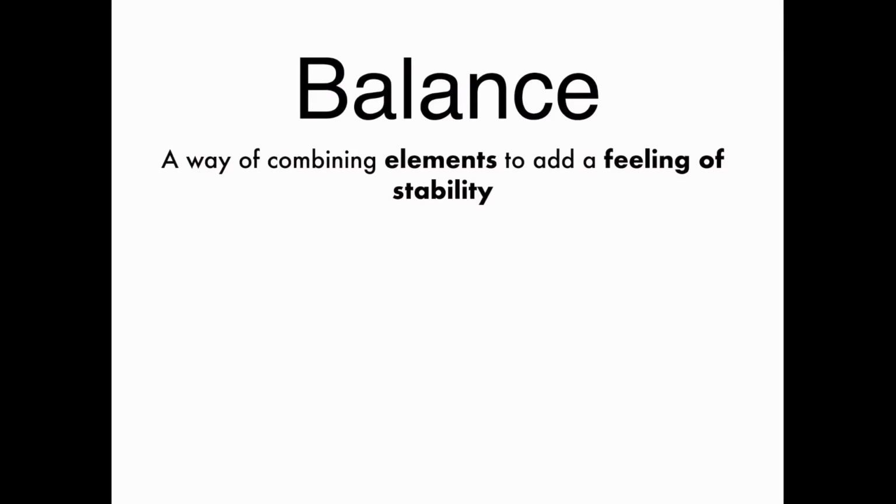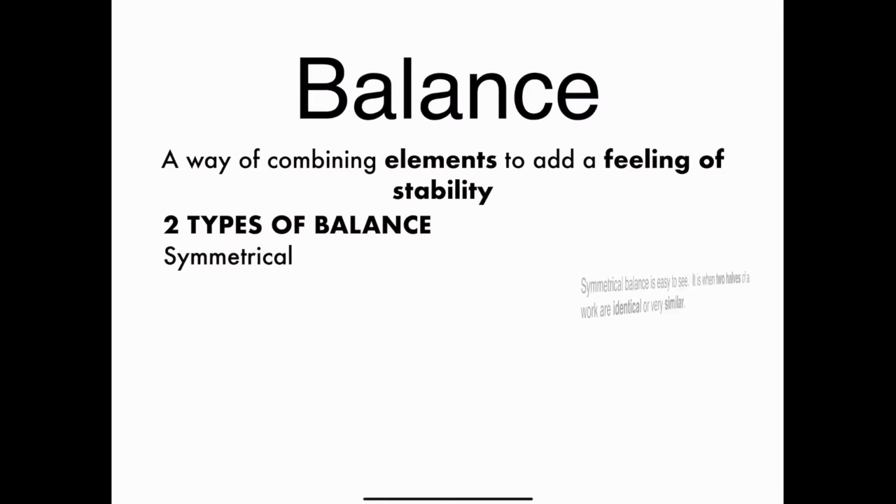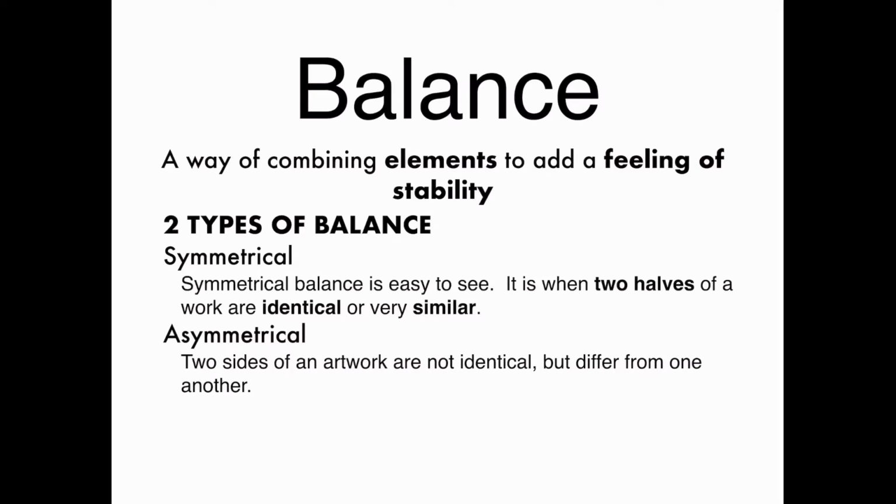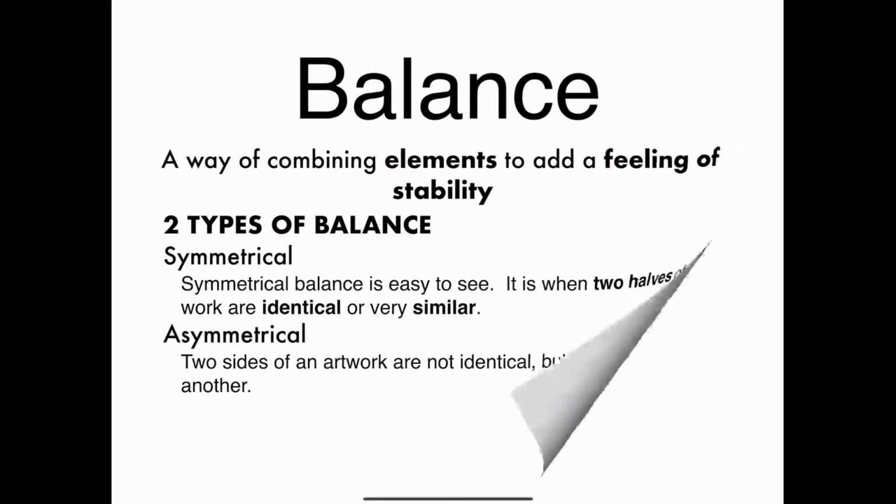Balance is a way of combining elements to add a feeling of stability to an artwork. And there's two types of balance that you can choose for your principle. The first type is symmetrical. Symmetrical balance is very easy to see. It is when two halves of an artwork are identical or very similar. Then you have asymmetrical balance. That's when two sides of an artwork are not identical but differ from one another. Let's look at an example of what these two look like.